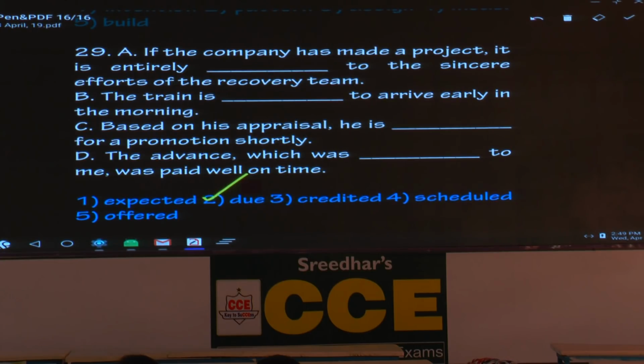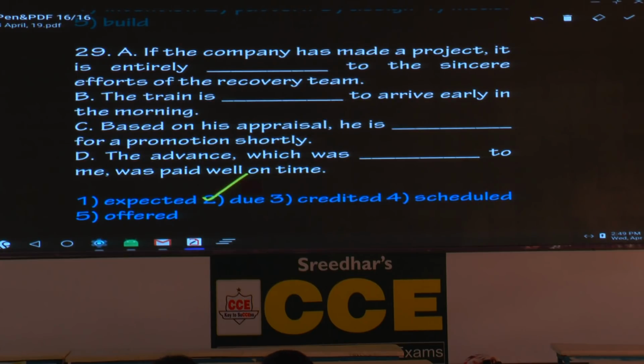Scheduled, that goes with the train. The train is scheduled to arrive early in the morning. This is perfect. It doesn't go with the first sentence, the second sentence, the third sentence, and it doesn't go with the advance was scheduled to me. Generally, we don't use the word scheduled.